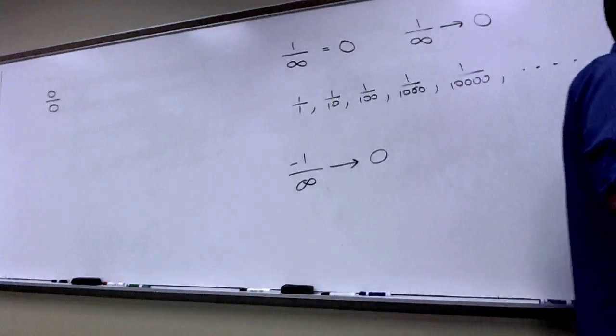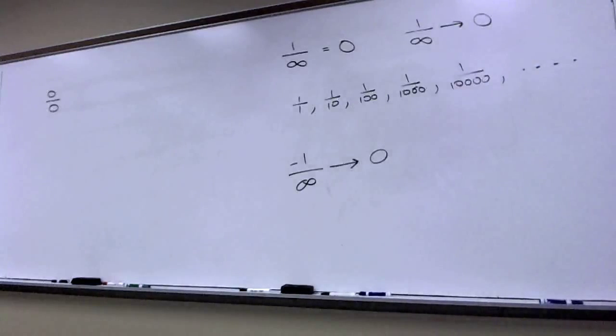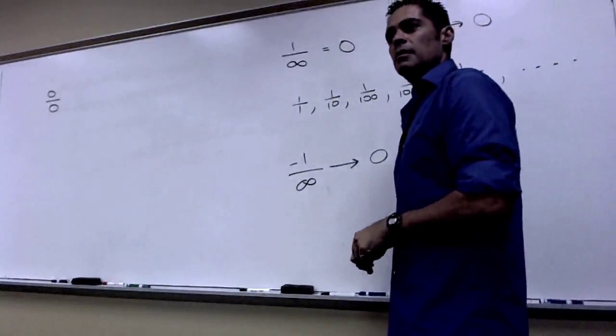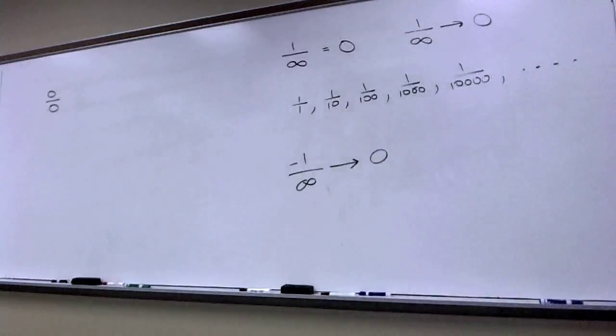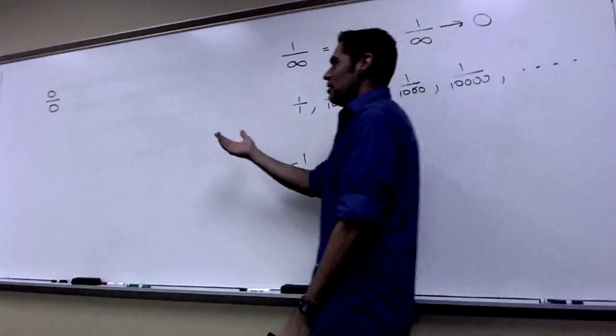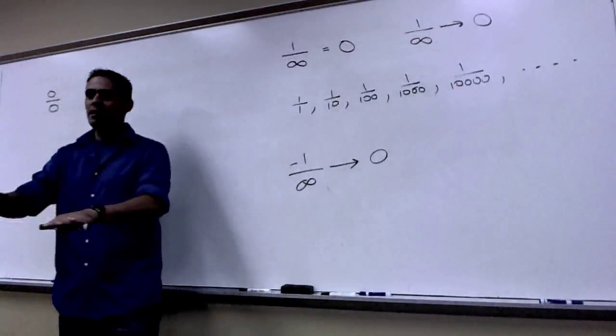Have we ever dealt with that before? Have you ever seen that before? In college algebra or pre-cal, did you ever run into a situation where you had 0 on top and bottom? Error. Yeah. Normally it's an error, right? Because you get division by 0, which is not allowed, right?